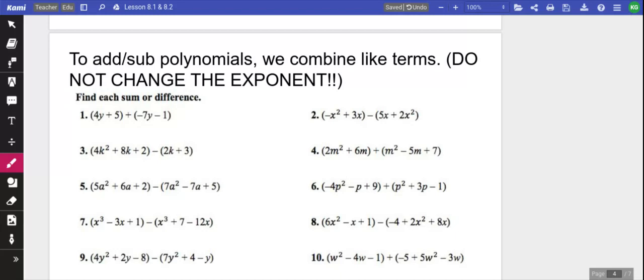So when adding and subtracting polynomials, we're going to combine like terms. And the important thing to remember is do not change the exponent. So in this first one, I have 4y plus 5 added to negative 7y minus 1. So that would give me negative 3y plus 4. On this next one, I have negative 1x squared plus 3x subtracted by 5x plus 2x squared. So I'm going to line my 2x squared underneath my negative 1x squared and my 5x underneath my 3x, and they are being subtracted. So that would give me negative 3x squared minus 2x.